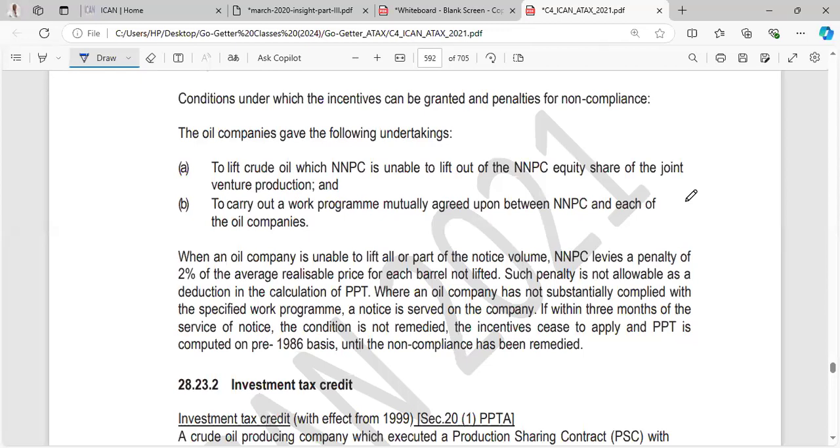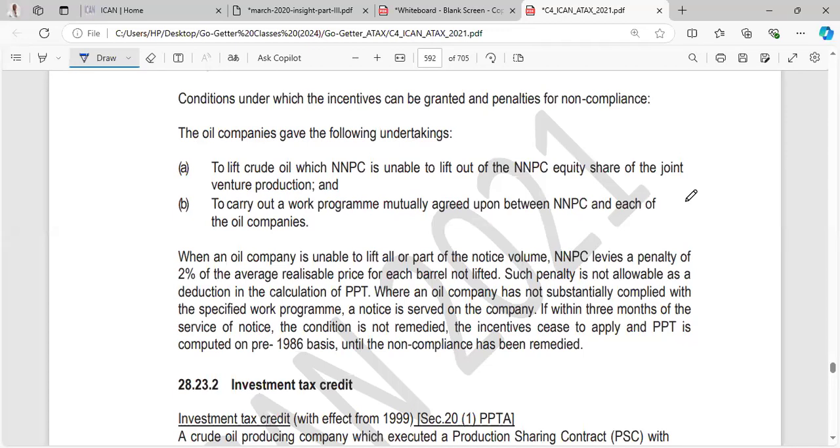Now, when a company is unable to lift all or part of the volume of NNPC, NNPC levies a penalty of 2% of the average realizable price for each barrel not lifted. So the price that you are supposed to have realized if you had lifted it, you find it out, and they will charge 2% of that price. That's the penalty. Such a penalty is not allowable as a deduction in the calculation of PPT.